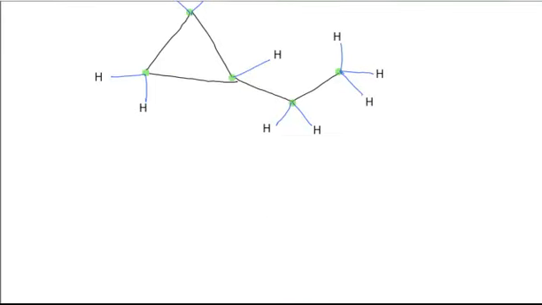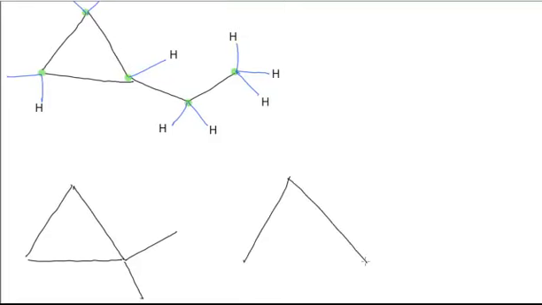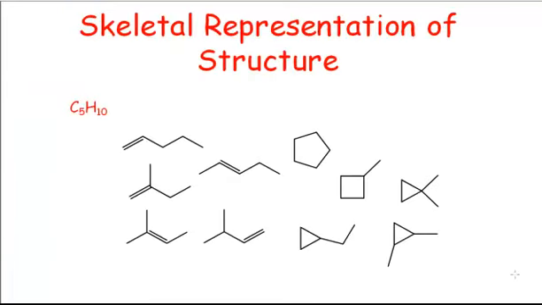I can draw a 3-carbon ring with 2 1-carbon branches. This will fit. I'm not going to add up all the carbons and hydrogens for you. I'll let you do that on your own. I can draw a 3-carbon ring, and I can have 2 1-carbon branches, but those branches can be in different places. And there we have it. Those are all of our isomers of C5H10. In summary, here's a much neater picture of all of the constitutional isomers of the formula C5H10.